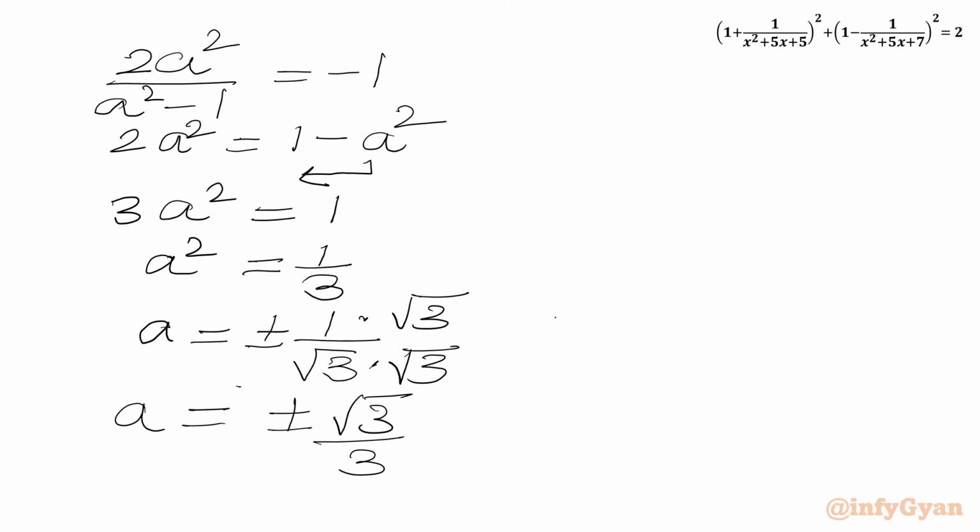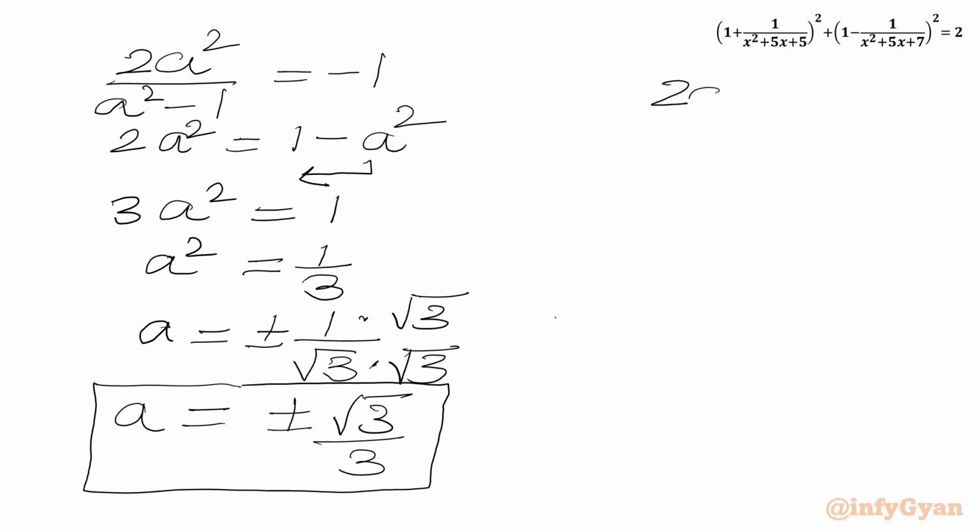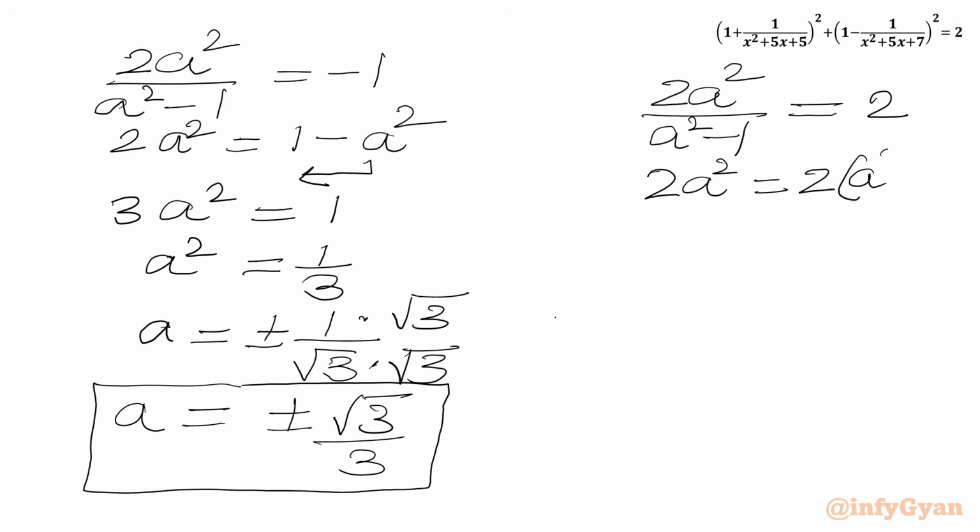So we have two a values from our first equation. Now we will consider the second equation, 2a square over a square minus 1 equal to 2. We will cross multiply and write 2a square will be equal to 2 times a square minus 1, or we can write 2a square equal to 2a square minus 2.